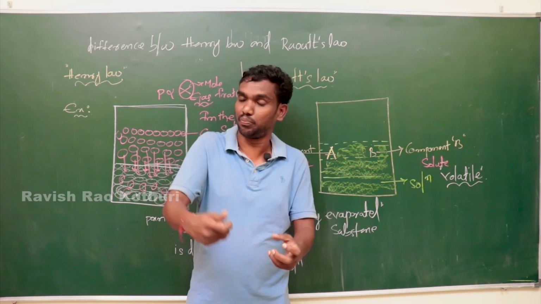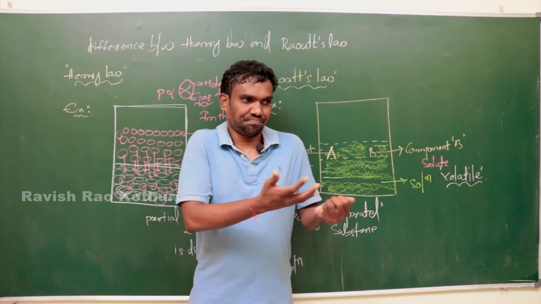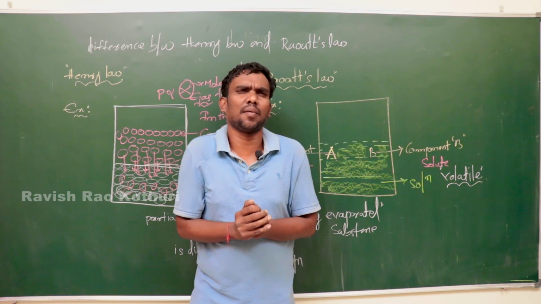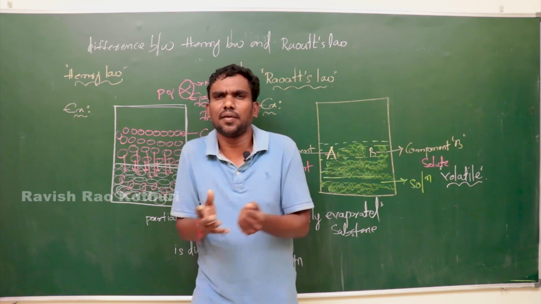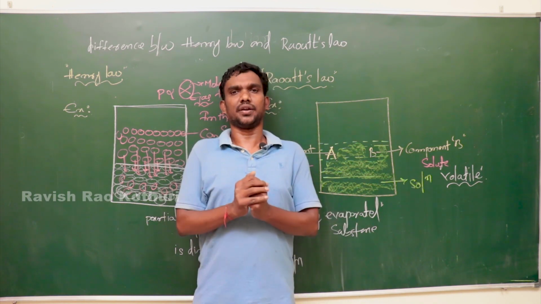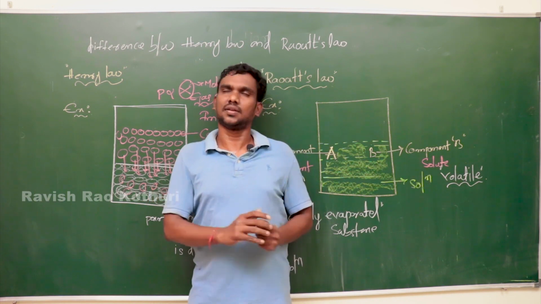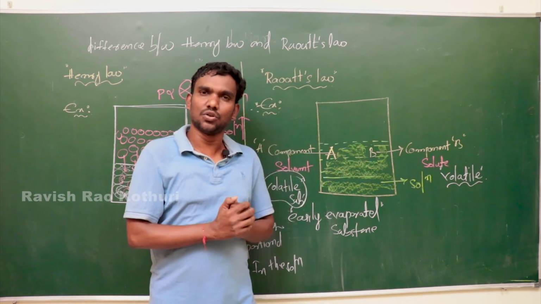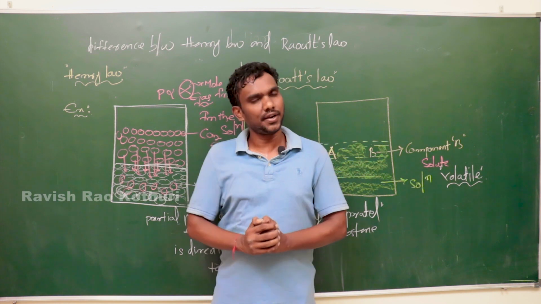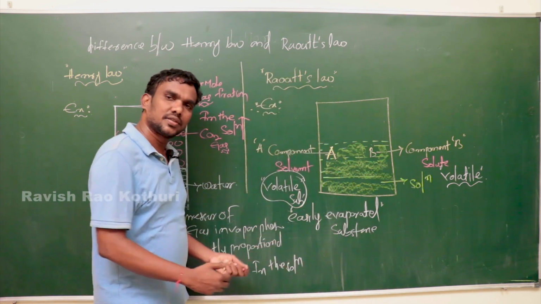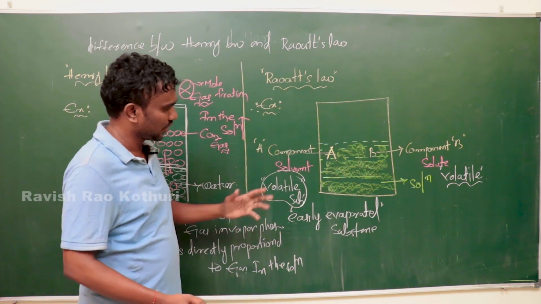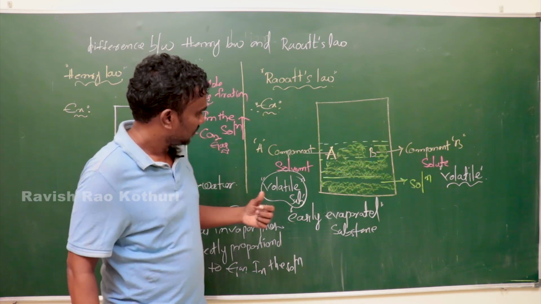Why? Because if you put it in a jug, what do you observe? After some time it is totally evaporated. So that is a volatile substance. See, my dear students, benzene is also a volatile substance. Some examples are there, but now we have to look at the concept.